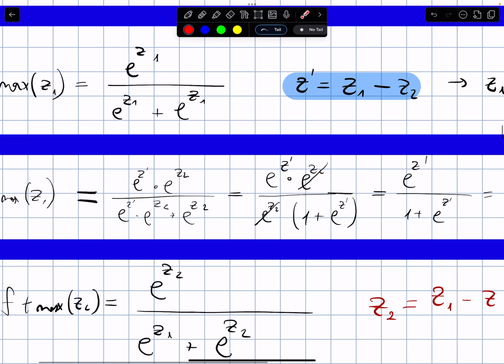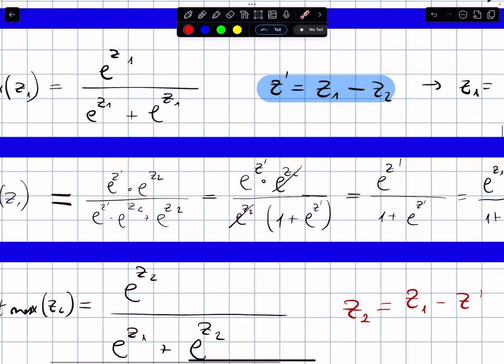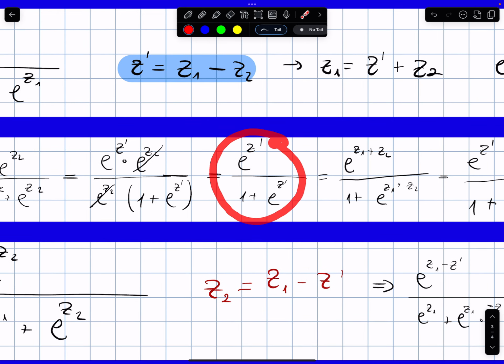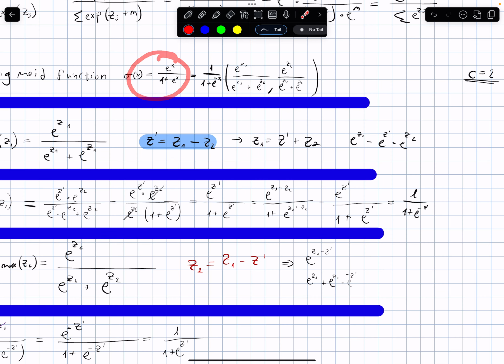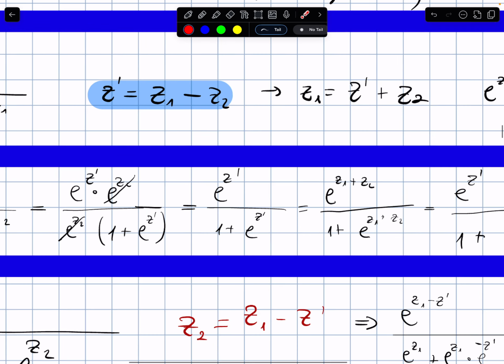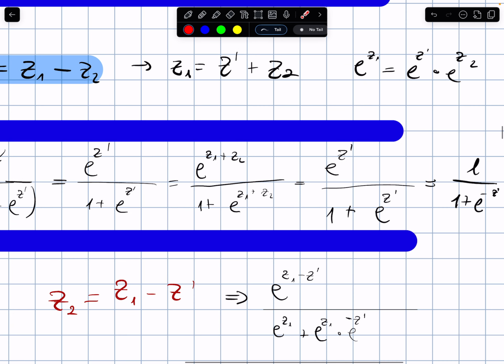So I will just show the long version of how I cancel it. Now I have this divided by this, and this is exactly the sigmoid function. But just note that here we have z tag, not z1. But we will show they are the same. Okay, we'll show it later.